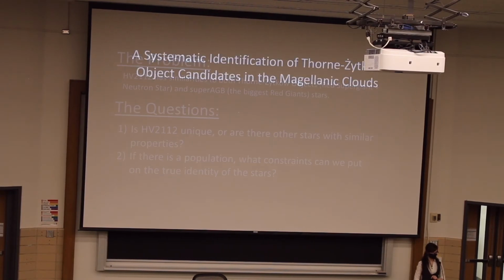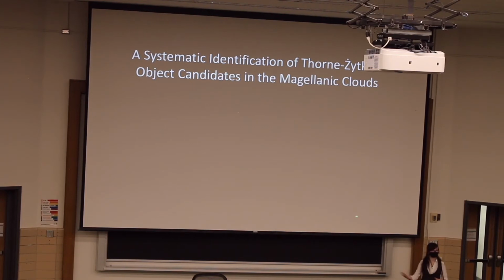So this was the start of my first project, and my hypothesis is essentially in the title. This was what I was calling the paper as I was working on it. A systematic, which just means we looked at all the stars basically, identification of Thorne-Zytkow object candidates in the Magellanic Cloud, those satellite galaxies. Keep the title in mind for later, might come back. So in order to explain more of the later analysis, I'm not going to go into deep detail about how we found more stars like HV2112.